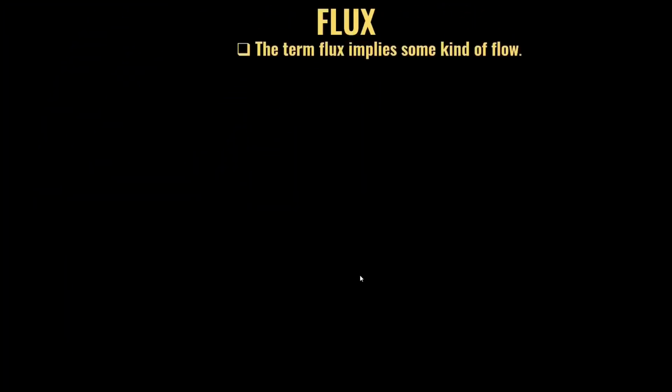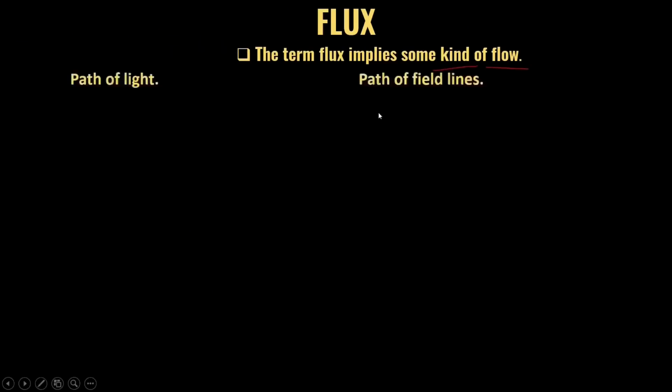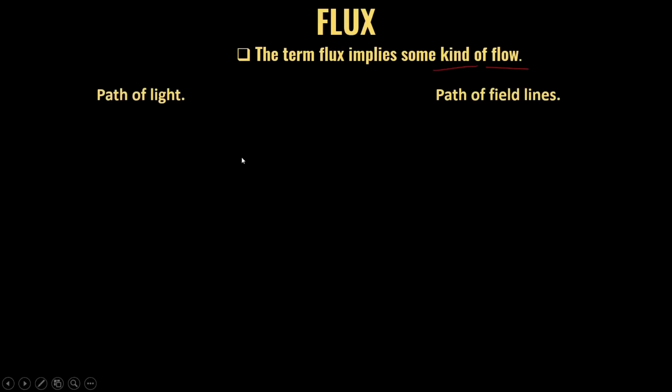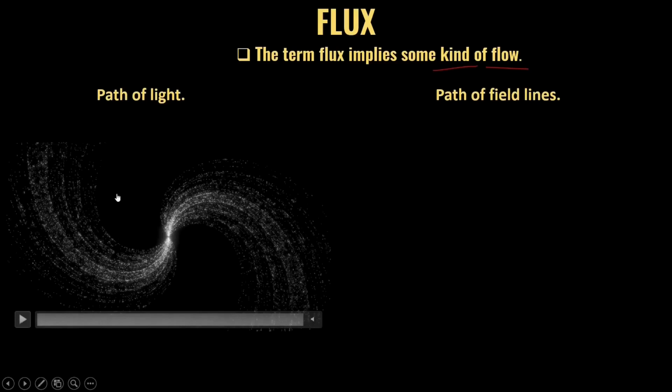About the flux. What is the flux? The term flux implies some kind of a flow, that is, something which is flowing through a given surface will be called a flux. Let us try to understand the concept of this flux with the help of the path of light. How the path of light will be followed if it is passing through a planar surface.